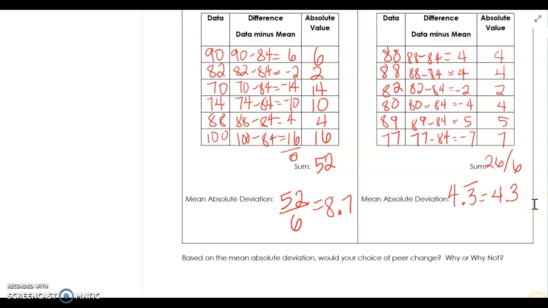Hopefully you had a chance to finish Lupe's MAD, and I got 4.3 repeating, which to the nearest tenth was 4.3. So that means on average, Lupe's points are about 4.3 points away from the mean. You have one more question to answer. Based on the mean absolute deviation, would your choice of peer change? Why or why not? The question that may pop up in the video is just going to say, who would you pick based on the MAD?